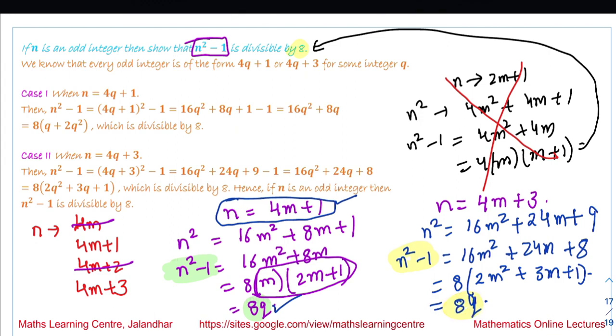So what we are saying is, if n is an odd number, then it can be of two forms. Either it is of the form 4m plus 1, or it is of the form 4m plus 3. We have proved that if it is of the form 4m plus 1, then it is divisible by 8. If it is of the form 4m plus 3, in this case also it is divisible by 8. And this is what we have to do.